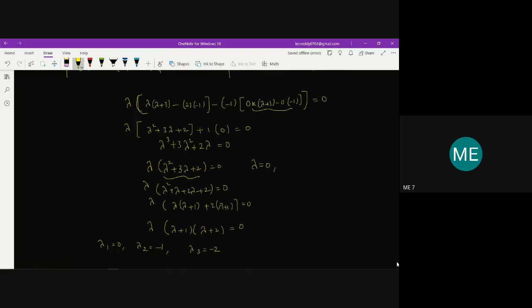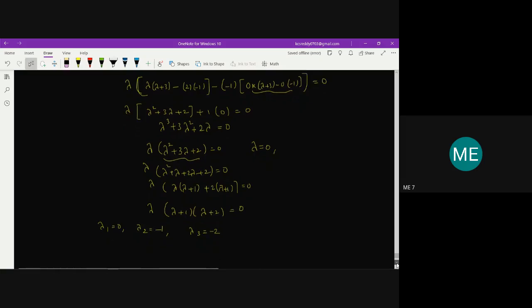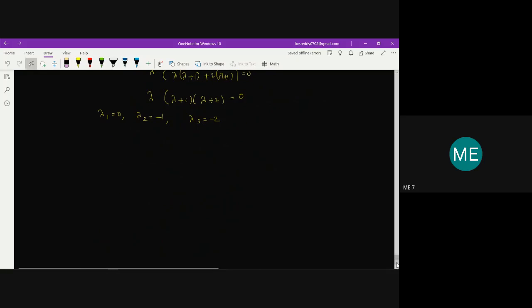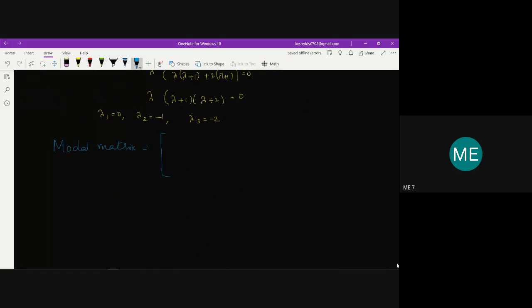Once we have got the eigenvalues, we need to find out the model matrix. So the model matrix is equal to 1 1 1, lambda 1 lambda 2 lambda 3, lambda 1 square lambda 2 square lambda 3 square.